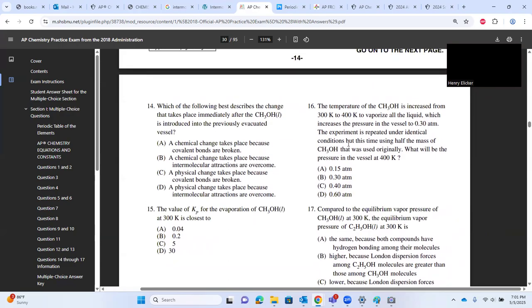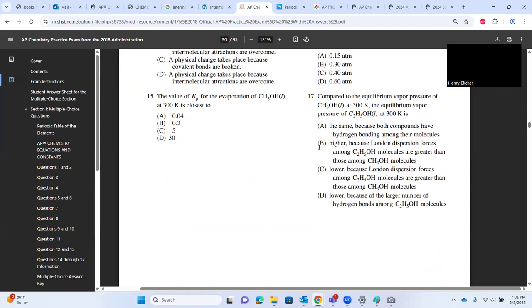Okay, let's look at 16. The temperature of the methanol is increased from 300 to 400, and that increases the pressure to 0.30. The experiment is repeated with the same chemical, but half the mass. Well, just think about it logically. If there's half the mass, you're going to get half the gas, because there's a direct relationship between moles and pressure. So it starts with 0.30 atmospheres. You take half the mass and raise it from 300 to 400 again. You're going to get half the 0.30 atmospheres, so 0.15. That's pretty simple. 16 is A.